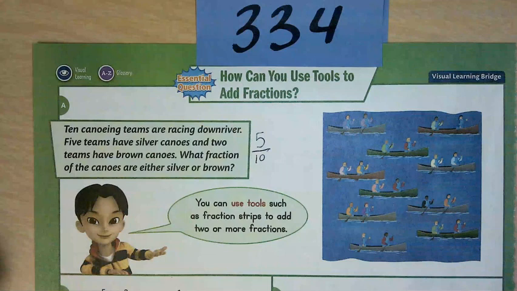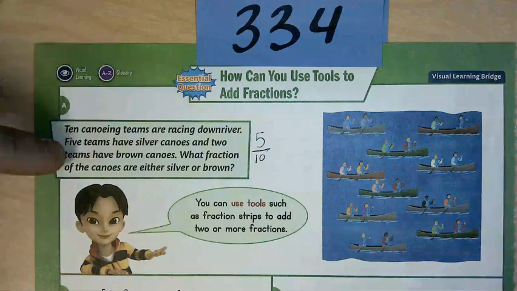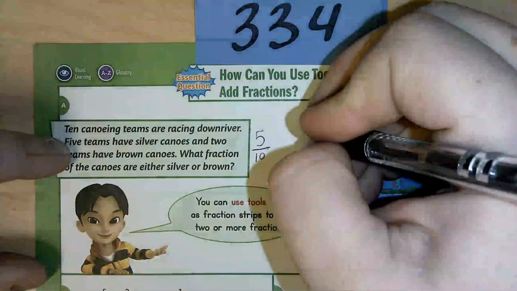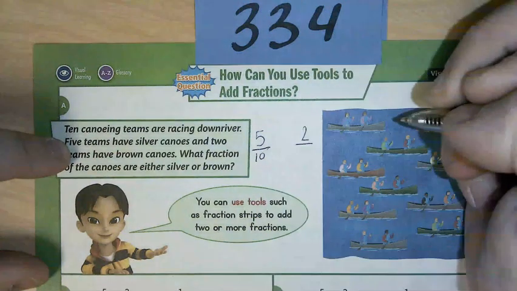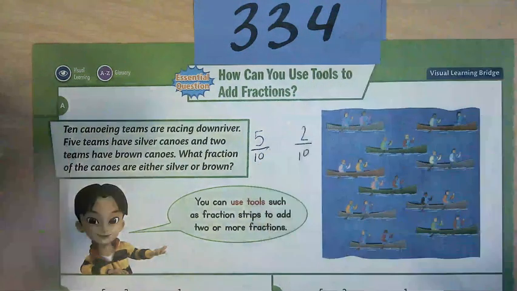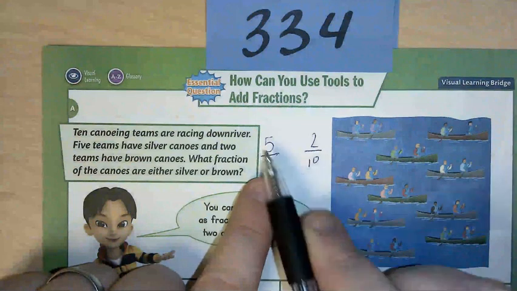5/10. All right. Then how many were brown? It says 2 teams have brown canoes. So there's 2 teams out of how many? 10. All right. That's where we get our fractions from.